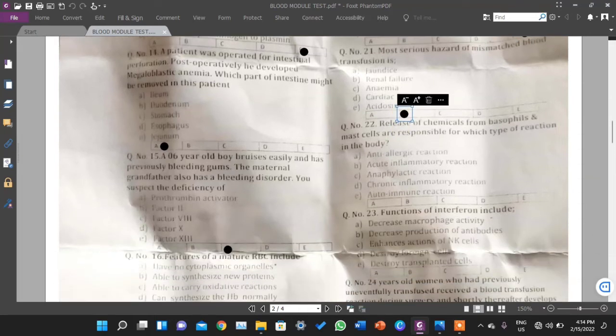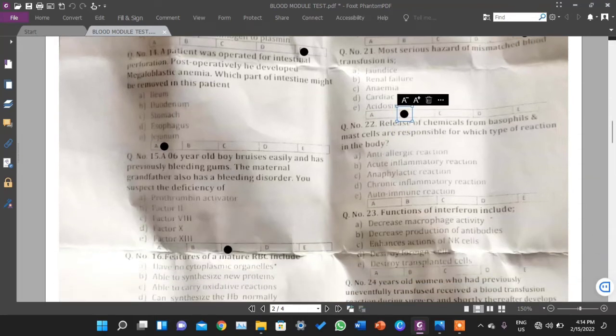The most serious hazard of mismatched blood transfusion is: jaundice, renal failure, anemia, cardiac failure, or acidosis. So the most hazardous complication of blood transfusion reactions is going to be renal failure.